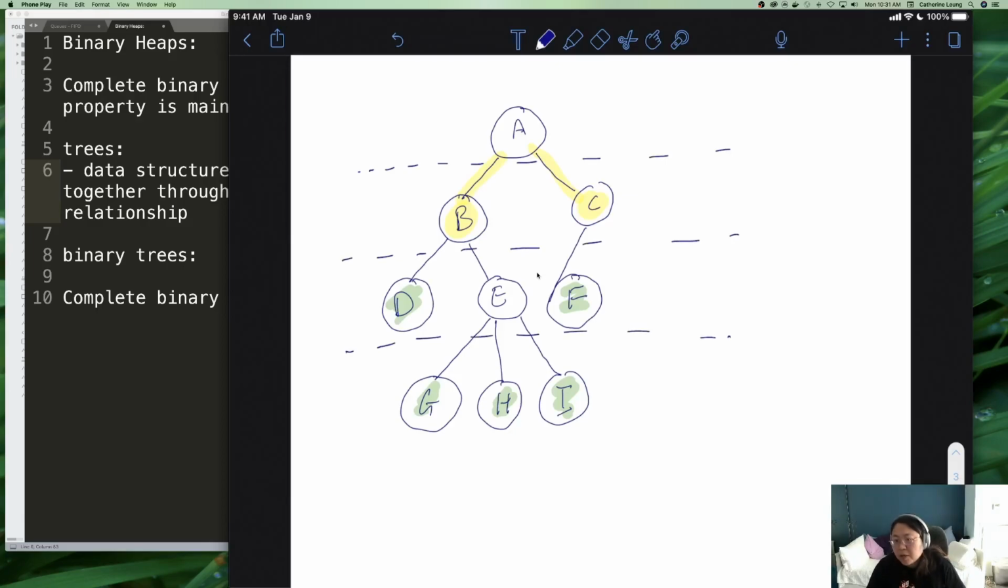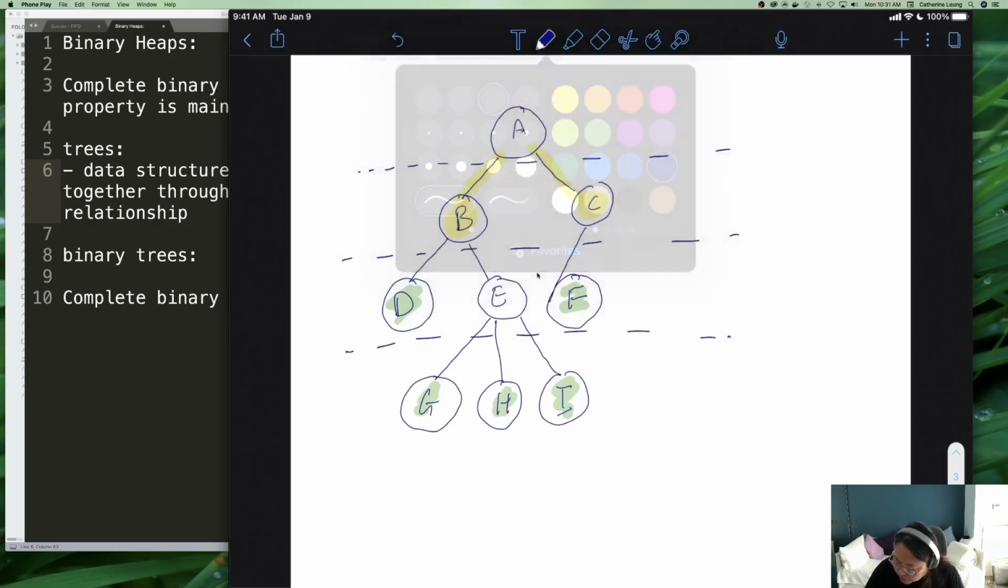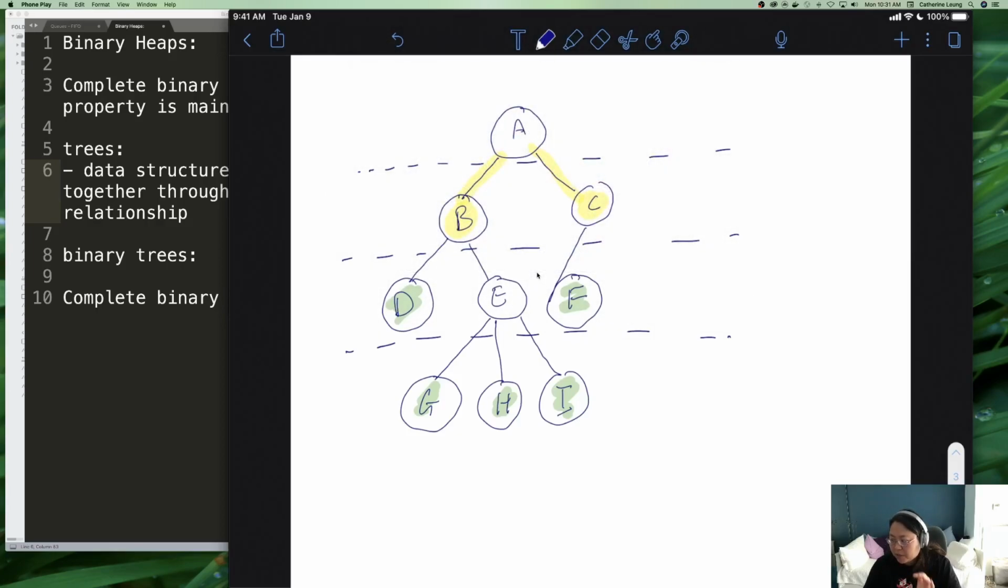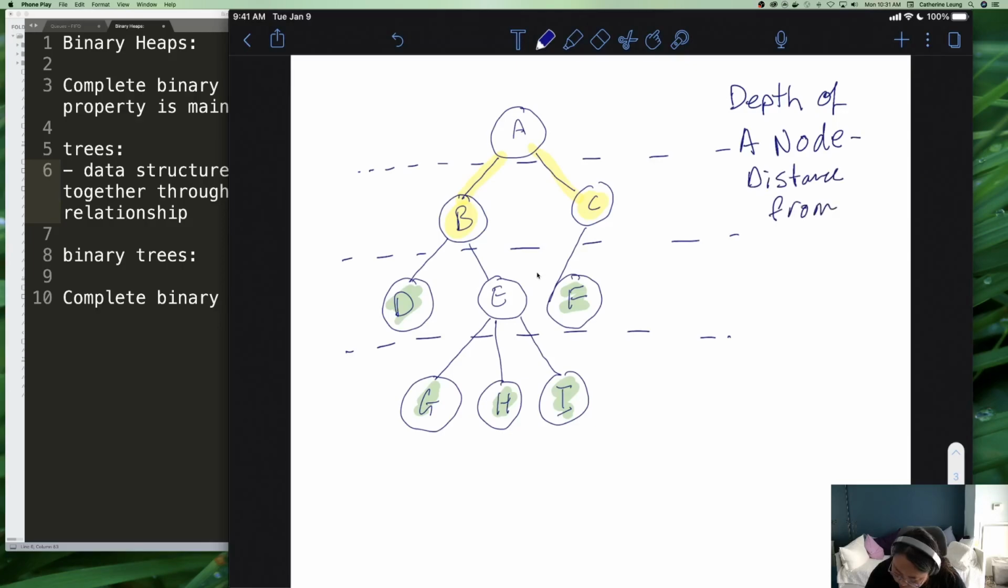So we talk about the depth of a node. Now, this is really, really important. There's two terms that are always mixed up, depth and height, and they are not the same thing. So first of all, depth refers to one node, not the entire tree, not a subtree. It refers to a single node. The depth of a node is the distance from the root of the node.